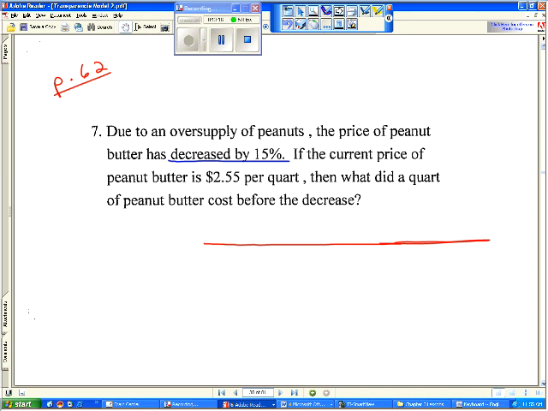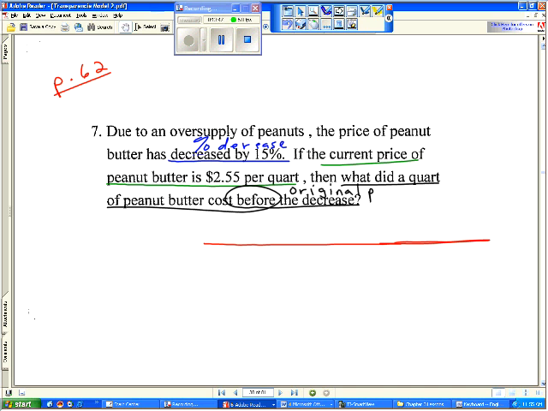What we have found so far is percent decrease. It then says the current price of peanut butter is $2.55. What did a quart cost before the decrease? Now, before, is that original or new? It's original.